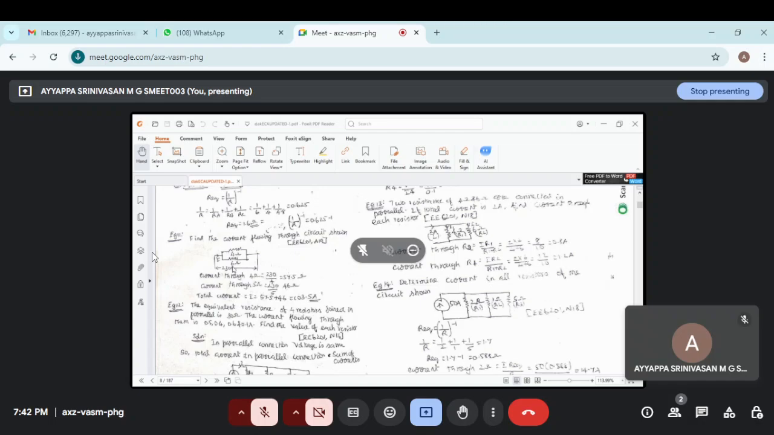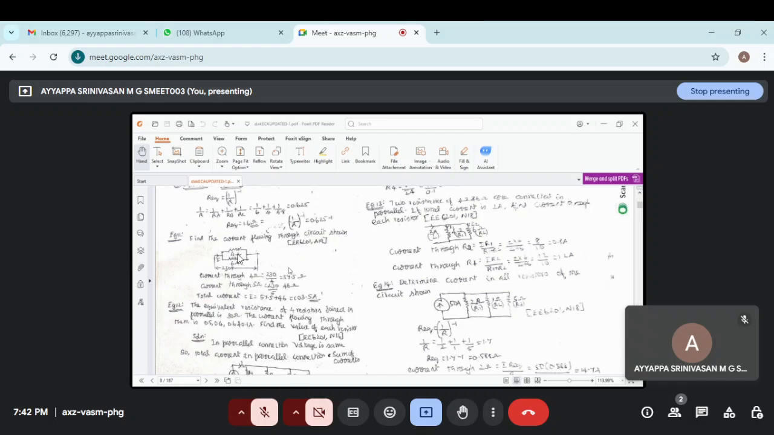So, you can find the total current is V by R. What is R? The reduction of these resistances. How will we reduce? We have to consider whether they are in series or parallel. In this case, 4 ohm and 6 ohm are in parallel. So, we have to use the formula R1 R2 by R1 plus R2.